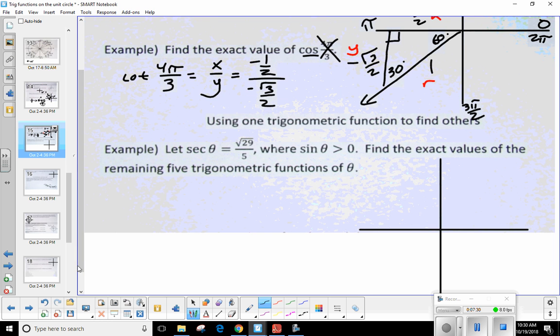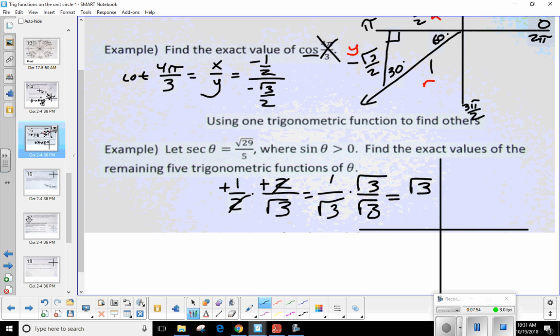So how would I simplify this? If I'm dividing by a fraction, okay, so this would be negative 1/2 times negative 2 over the square root of 3. So two negatives are definitely going to give me a positive. Those 2's are going to cancel. So it looks like I have 1 over the square root of 3. And then we would have to rationalize. So square root of 3 over 3. There you go. That would be cotangent of 4 pi over 3.